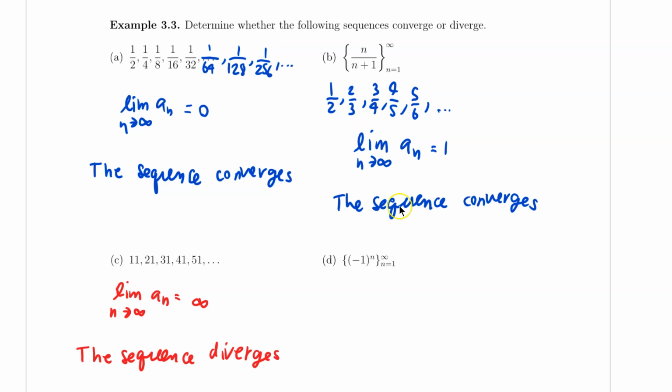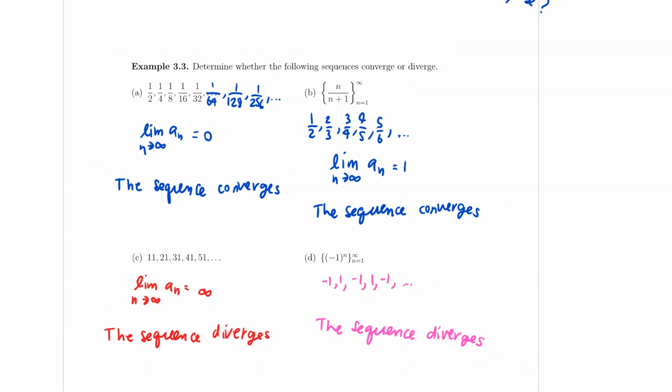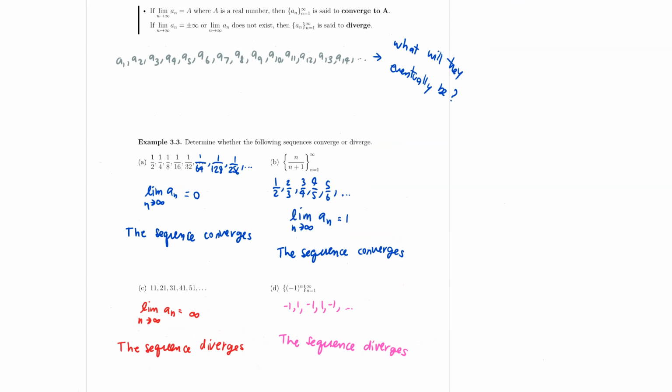Now for the next one, (-1)^n, we have seen that the entries in this sequence are basically just -1 and 1 and -1 and 1 and -1 and so on. So the entries in this sequence alternate between -1 and 1, so that doesn't approach a certain number. Once again, we can say that the sequence diverges. So these are what it means for a sequence to converge and to diverge.